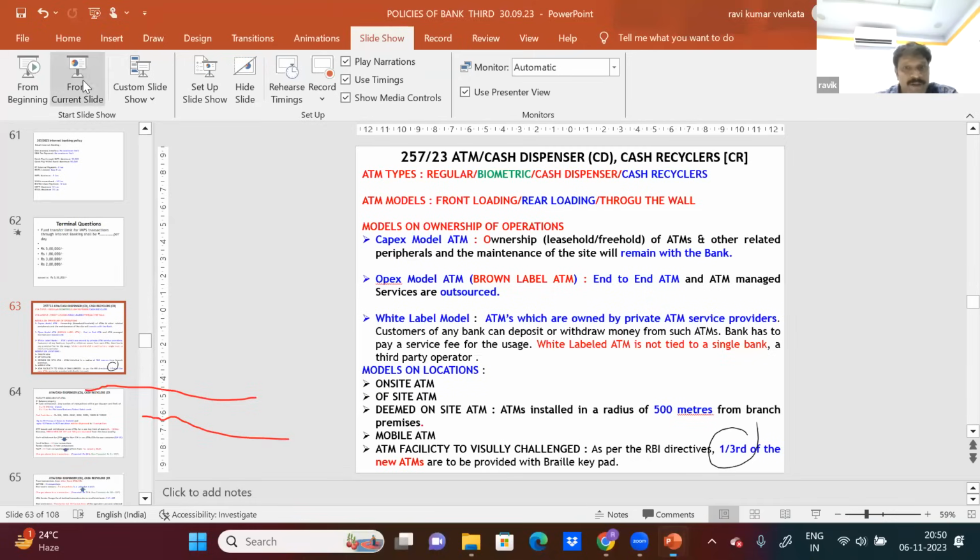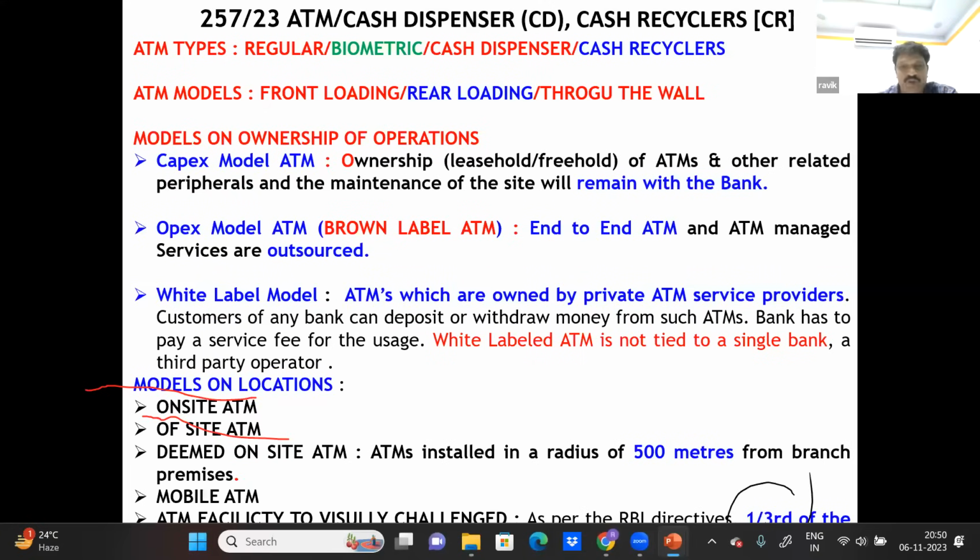When I gave the exam, only that question came. That's why I remember it. When I'm preparing now, when I'm reading, I also read the examiner's side. See what type of typical questions he poses. So brown label ATM, here you have this word.